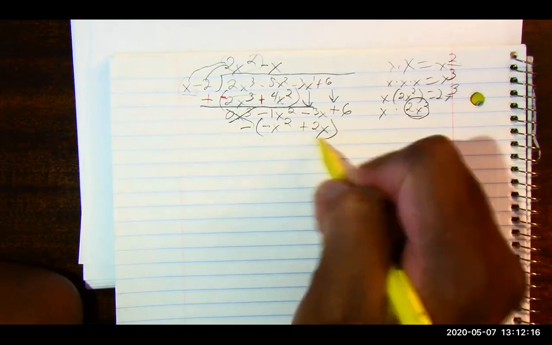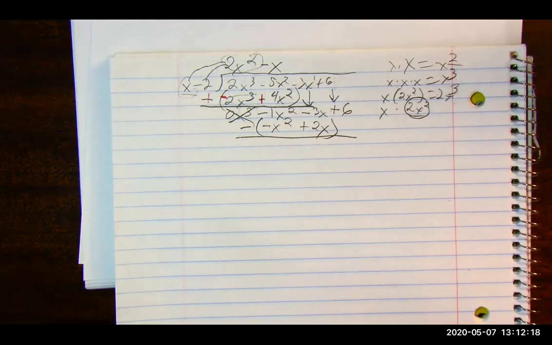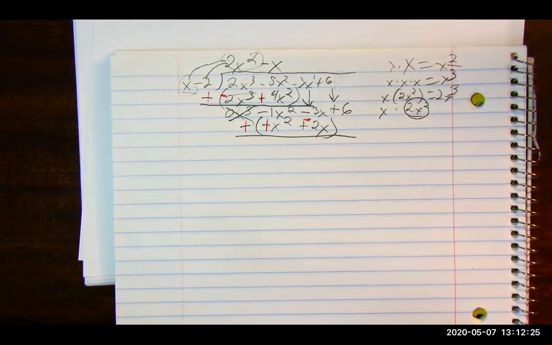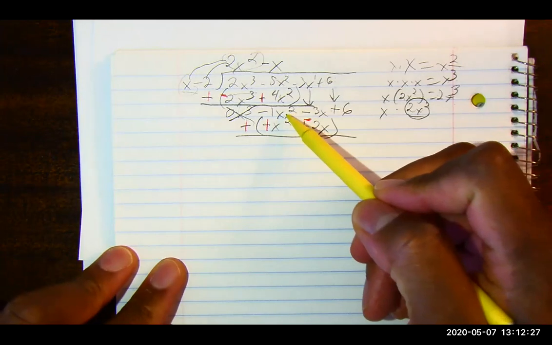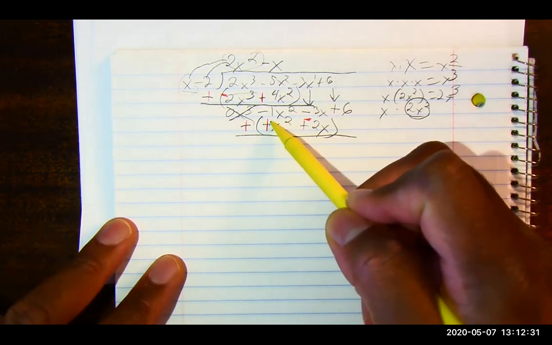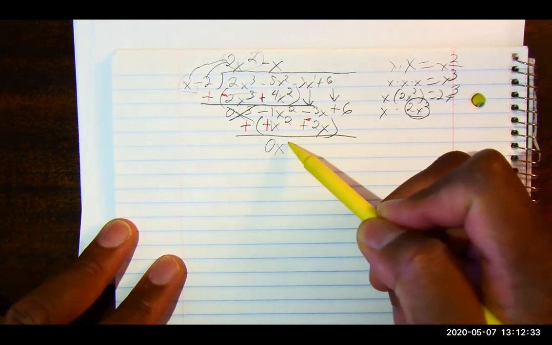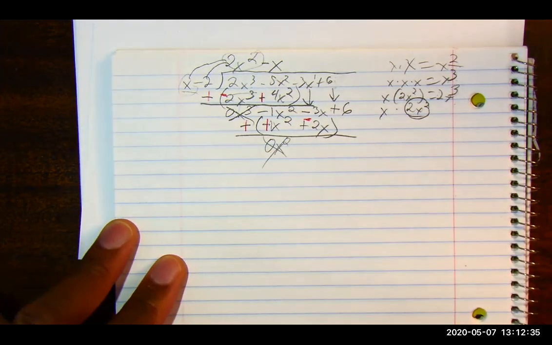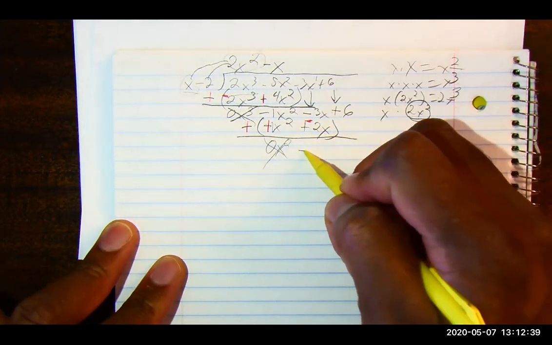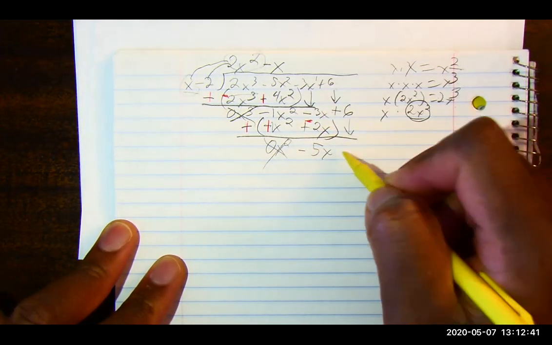Minus parentheses. Let me get my red pen. I like using a different color because it just helps me make sure I don't make careless mistakes. And you have to keep track of these negatives. And we know this works because this negative 1x squared plus 1x squared yields 0x squared, so it's canceled out. Negative 3 plus negative 2, that's negative 5x plus 6.